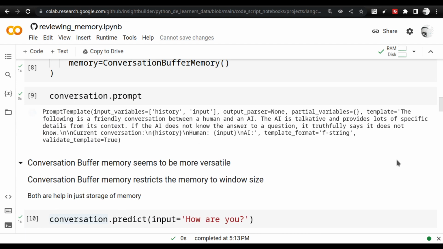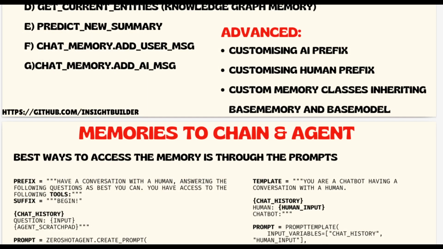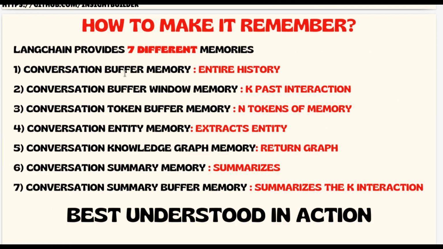Just a minute. Let us go back to the presentation. I am jumping from conversation buffer memory to conversation entity memory. What about buffer window and token buffer? Both are similar to buffer memory, but one works on k past interactions and the other works on the last n tokens. So I would let you guys experiment with this. The only thing is, it is filtering the number of interactions that are stored inside the memory. You can interact with this and understand the difference that I'm talking about. So I'm not going into that in depth. I'm jumping into conversation entity memory.